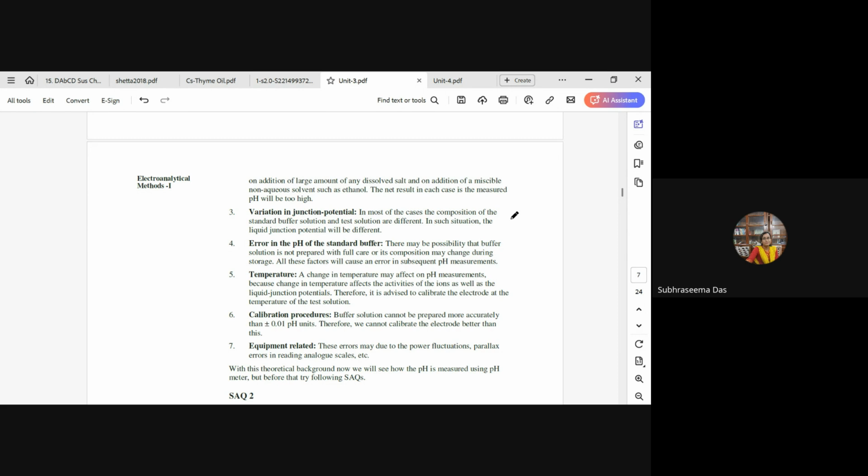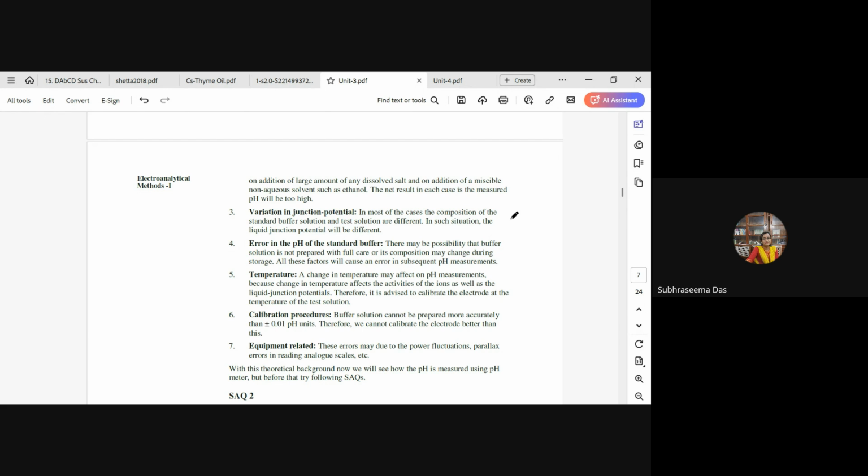Now we know that we always first calibrate the instrument by using a standard buffer tablet. Once there is a possibility that the buffer solution is not prepared with care, then the pH of the standard buffer will be different, which will ultimately influence the pH of our readings. The fifth point that influences the pH is the temperature.